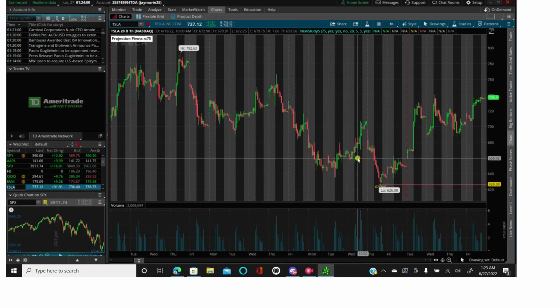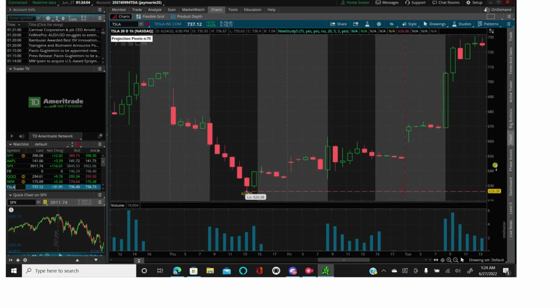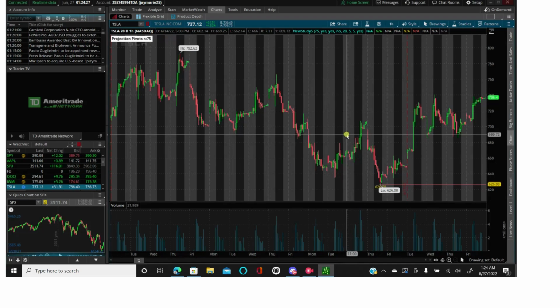Now let's see. Let me try to find an engulfing. Okay, perfect. We got one right here with Tesla. This would be considered an engulfing candle. The body is bigger than the body of this one. This body is engulfed in this one. So that's a sign that it's going to reverse to the upside. And that's what it did. Not much, but it did.